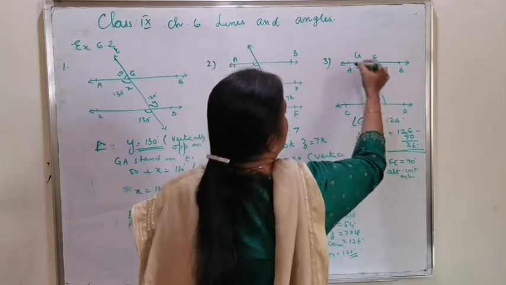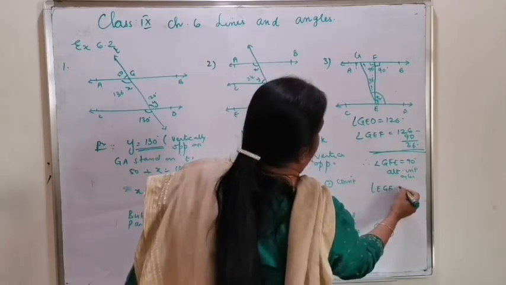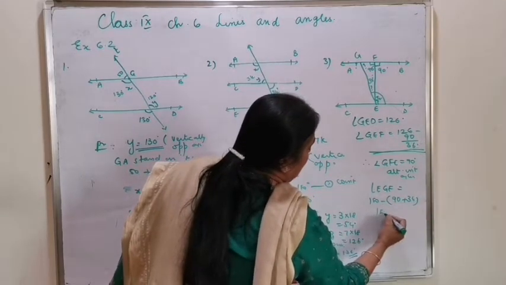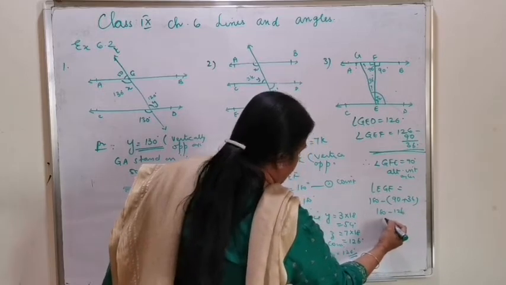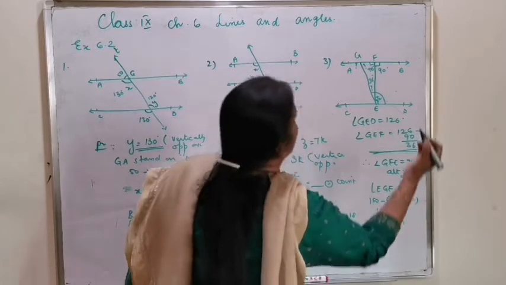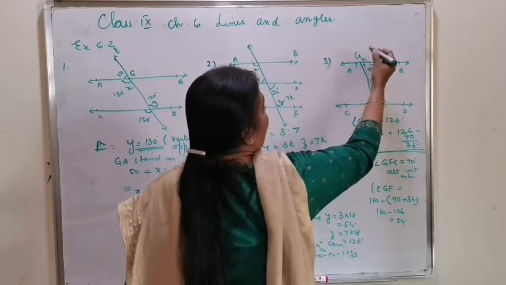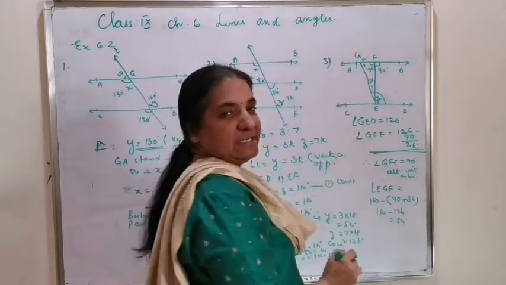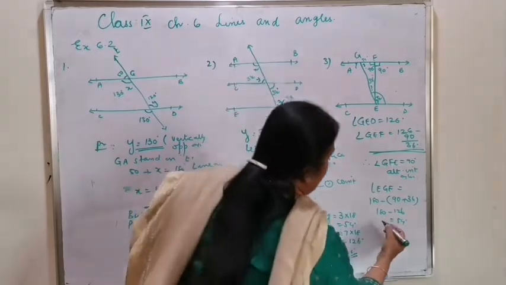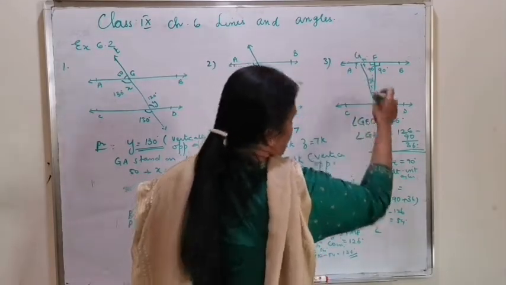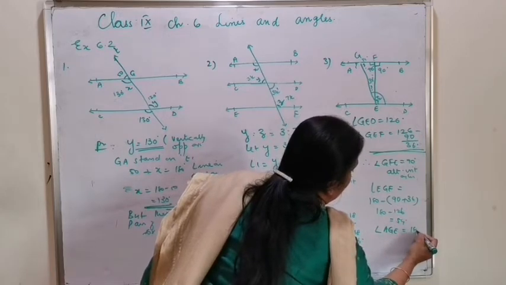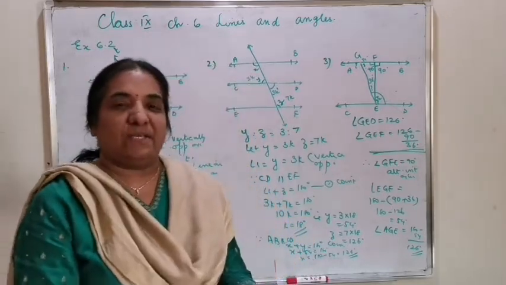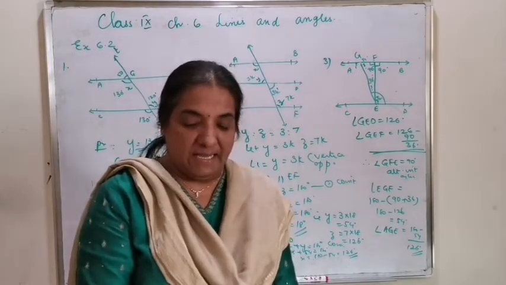So what about angle EGF? It is equal to 180 minus (90 plus 36), 180 minus 126, which is equal to 54 degree. This angle is 54 degree. Then, if this angle is 54 degree, it is 180 minus 54 or 126. Again, angle AGE is equal to 180 minus 54, which is equal to again 126. So, any of the properties can be used to get the remaining angles.